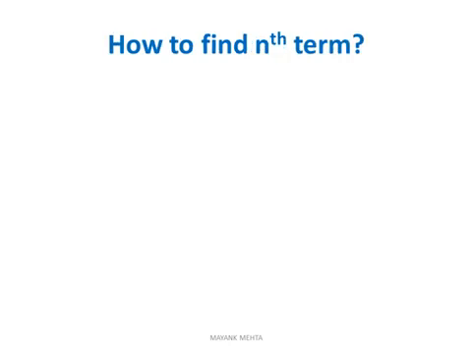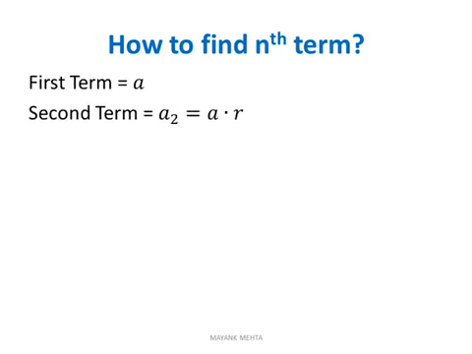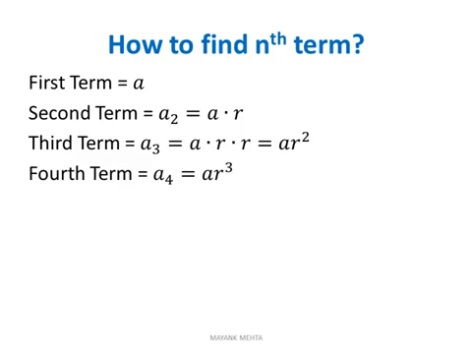How will you find the nth term? See, the first term is A, the second term is A into R, the third term is A into R square, and the fourth term is A R cube. So the second term is A R raised to 1, the third term is A R square, the fourth term is A R cube. So a_n is A into R raised to n minus 1. You remember this formula? Note down this formula in your book.